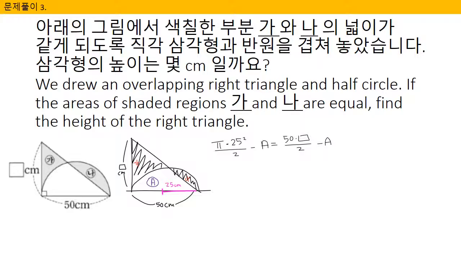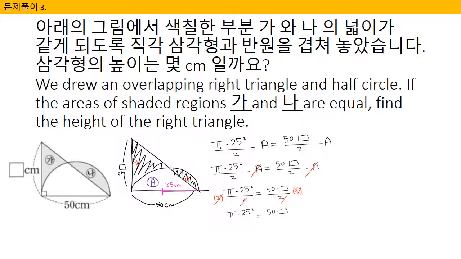On the right side, we have 50 times height over 2, which is just the area of the right triangle, and we just subtracted the empty region A from all of this. We can cancel the A's on both sides, and we can also multiply each side by 2 to cancel the denominators out. This leaves us with pi times 25 squared equals 50 times height.